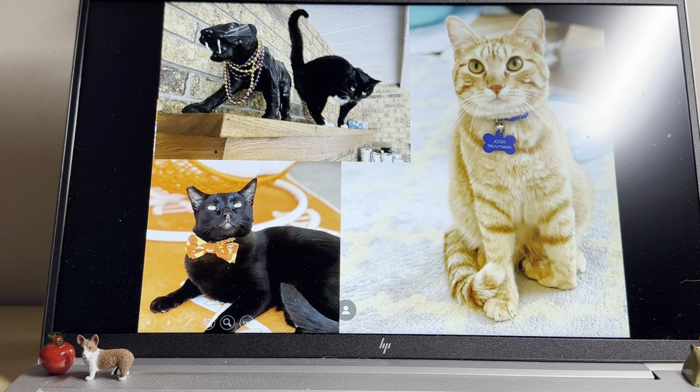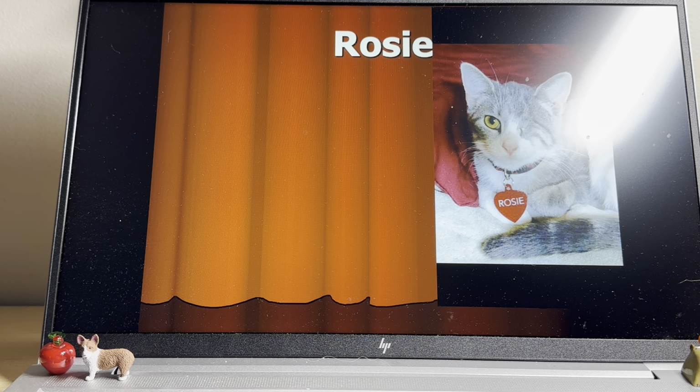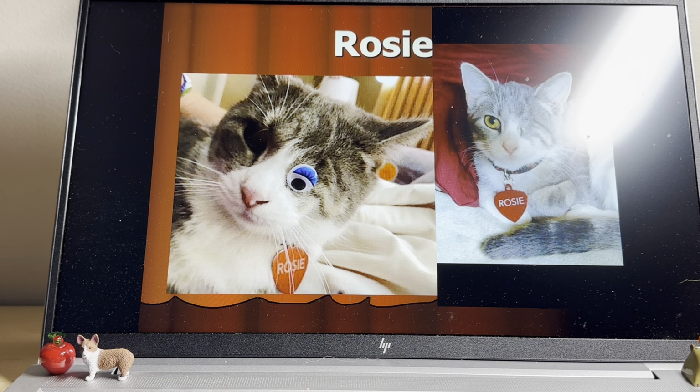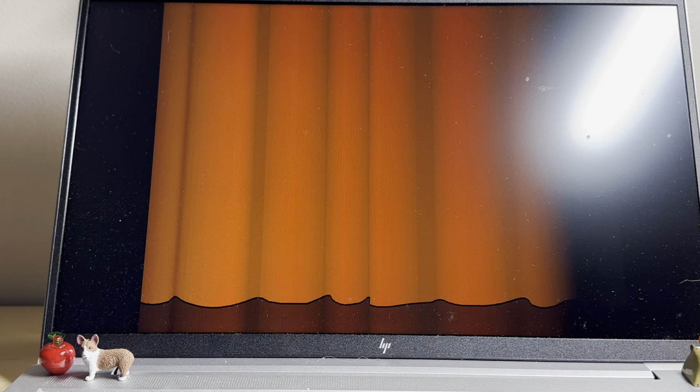And then, of course, I have Rosie. So Rosie has one eye. And you know what I do with her? Honestly, I put on googly eyes. Because I figure it makes her feel more whole, and she wears them until they fall off, and then I put a new one on. So, yep, as far as I'm concerned, she has two eyes.